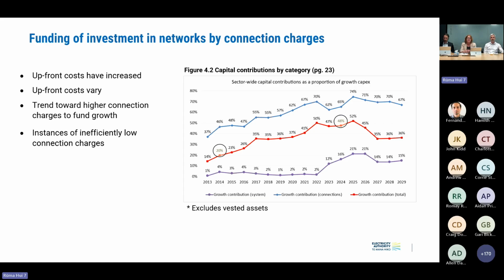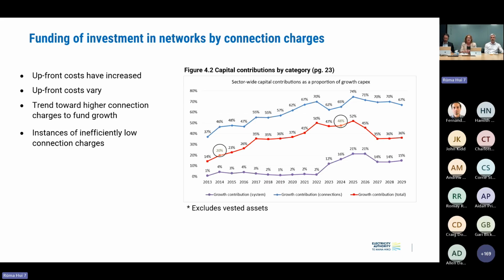This is consistent with incentives and pressures faced by some distributors. It's also concerning when electrification of the New Zealand economy depends on affordable network access. This graph is for the whole industry. There's a range of outcomes for distributors, and the results are impacted by some distributors who have significantly increased their upfront charges in recent years. Some distributors are also planning further increases.